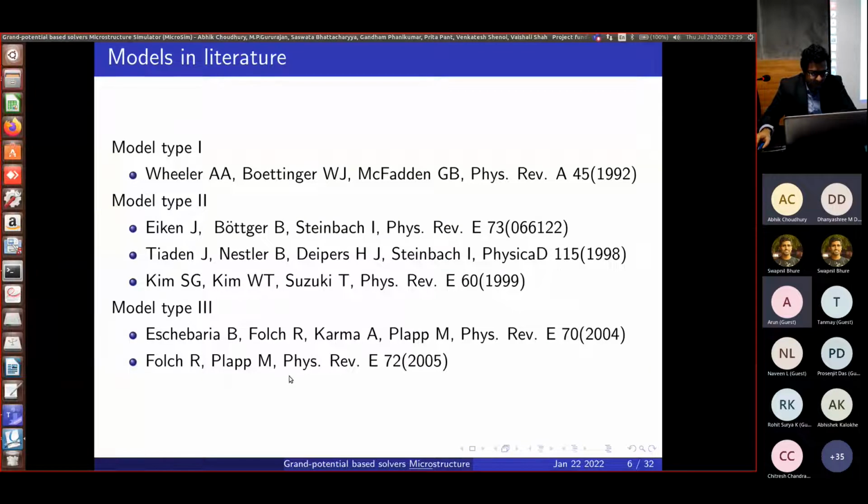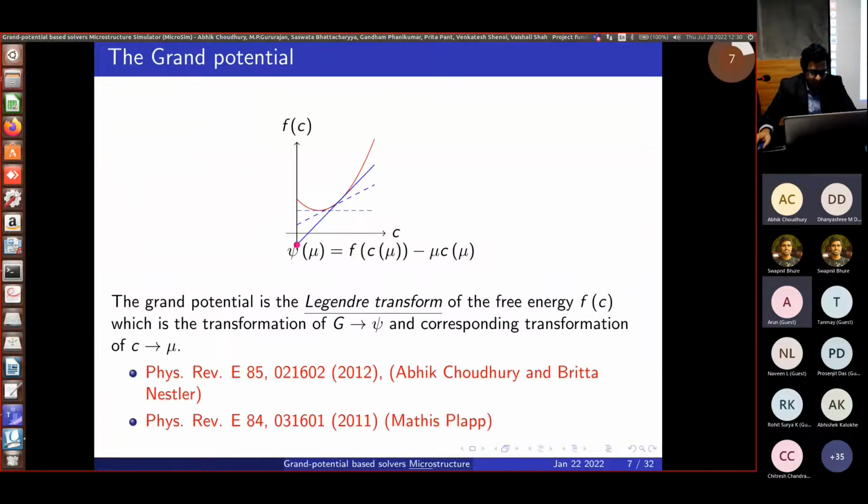There have been several attempts to do this, and the typical strategies that people utilize are models of type 2 and models of type 3, and extensions of this, which is the grand potential model, which I'm going to show now. So the idea behind the grand potential model is precisely that you transform this information from f of c, that is the change of free energy as a function of composition. Instead of using this information, you utilize the Legendre transform of this free energy, which is telling you what is this intercept variation as a function of the slope of this line.